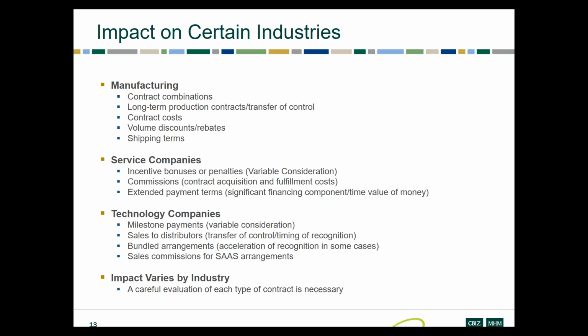A lot of these bundled arrangements for technology companies may have had elements where the price wasn't fixed and determinable, and so the revenue had to be deferred. We may be able to accelerate some of those revenues under the new model. Sales commissions are also a big deal. For certain types of SaaS arrangements where we used to expense those commissions, those now have to be capitalized and recognized over the term of the arrangement as the revenues are recognized ratably. Again, the main message here is that the impact really will vary based on the industry.